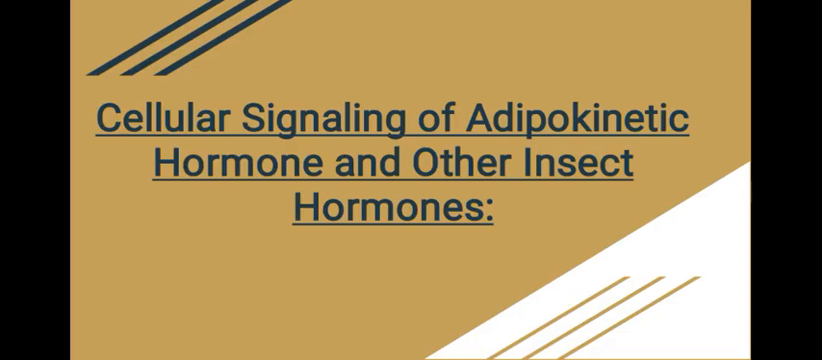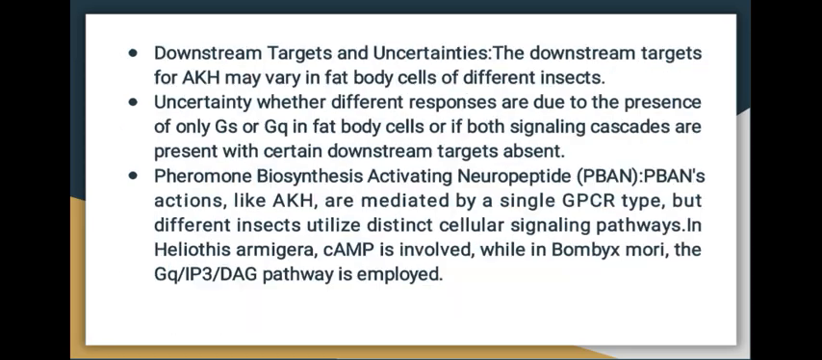Cellular signaling of adipokinetic hormone and other insect hormones. Adipokinetic hormone, or AKH, action is mediated by a single type of GPCR related to the mammalian gonadotropin releasing hormone receptor. The receptor can be coupled to multiple cellular signaling pathways influencing various responses. Diverse responses to AKH, such as mobilization of lipid or proline in different insects, result from AKH acting on fat body cells via Gs, causing elevation of cAMP levels and increased intracellular Ca2+ levels. Mobilization of stored carbohydrates in some insects involves DAG and IP3, prompting Ca2+ release from intracellular stores.